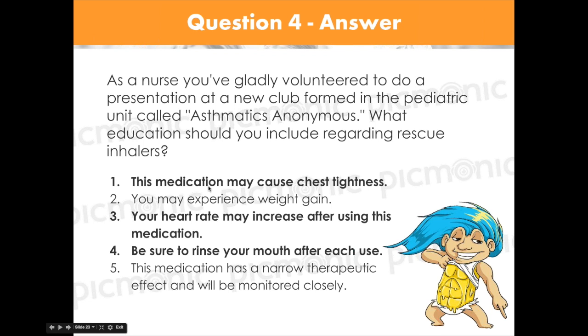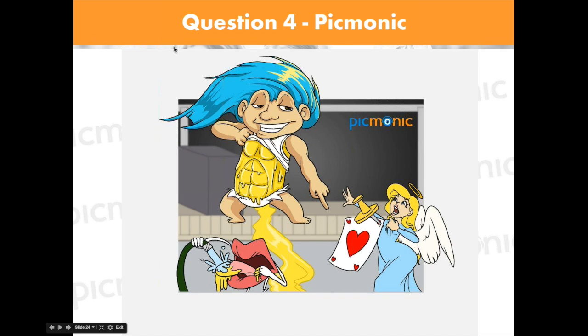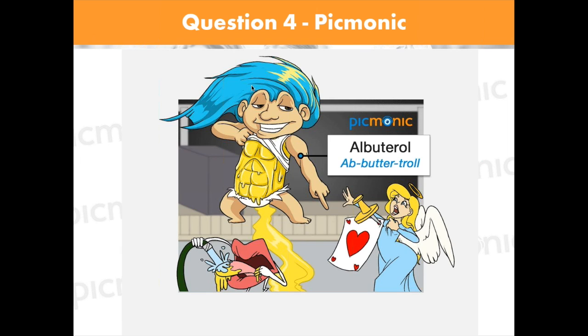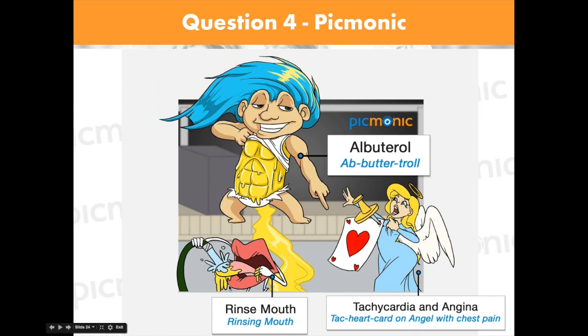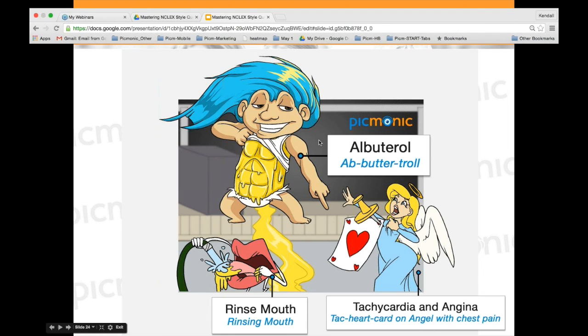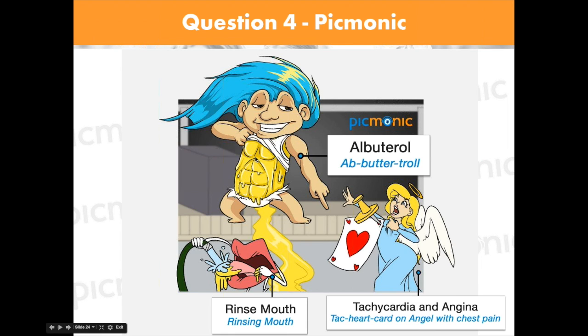So let's move on. Here's another one. So here is albuterol. Here's part of our ab-butter-troll Picmonic. And this is how you could have got all this right away. Immediately, I would recall the ab-butter-troll because I love this little sexy beast with his blue hair swooshed over. And I'm going to remember our Picmonic on it because I'm going to remember immediately that I have to rinse my mouth, this rinsing mouth. And I'm going to remember this tachycardia, this tach heart card with this angel. This angel with chest pain is for angina. I'm going to remember all those things as an image so I could quickly recall albuterol as a medication. That's really how you have to think about it, for sure.